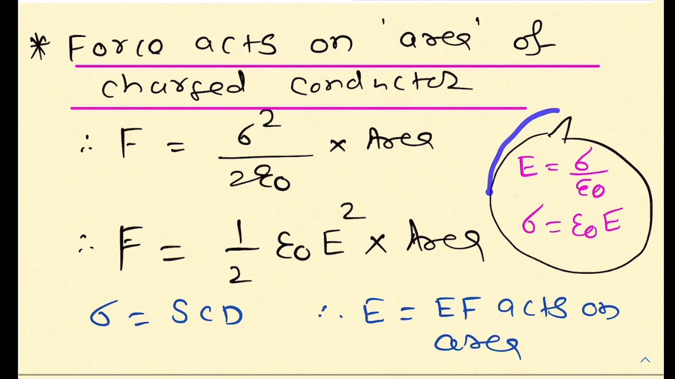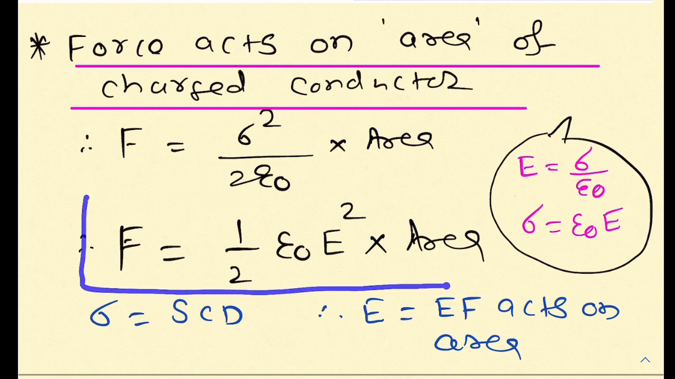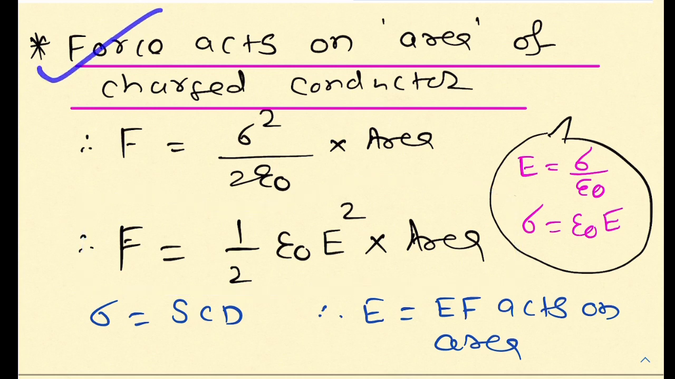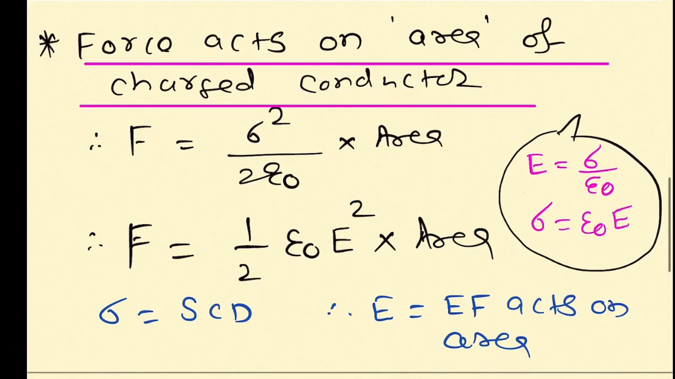But the electric field intensity due to the charged conductor, just outside or on the surface, is E equal to sigma by epsilon 0. Therefore, sigma equals epsilon 0 E. When we put sigma equal to epsilon 0 E, we get F equal to 1 by 2 epsilon 0 E square into area. Remember, these two equations represent the force acting on any charged conductor. One is 1 by 2 epsilon 0 E square into area, another is sigma square by 2 epsilon 0.